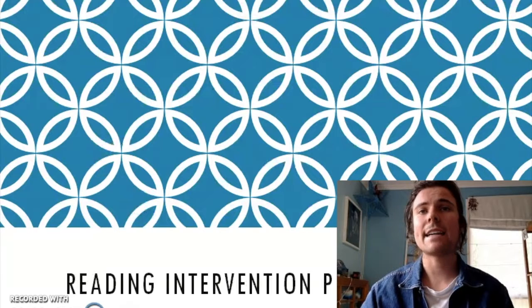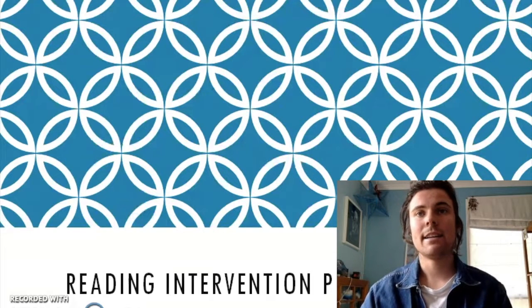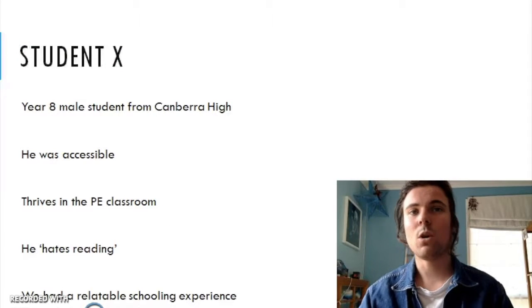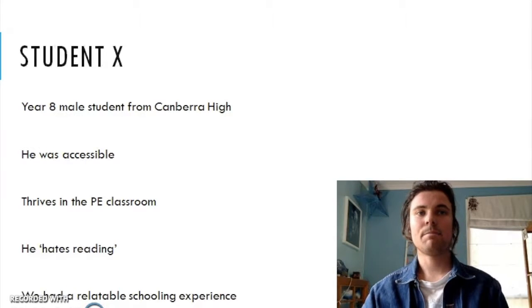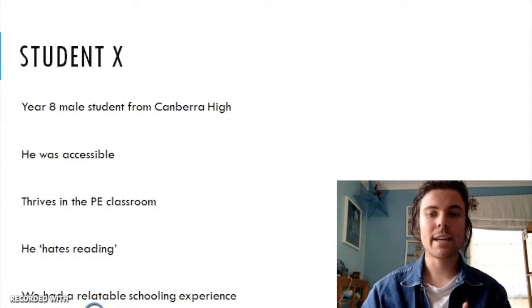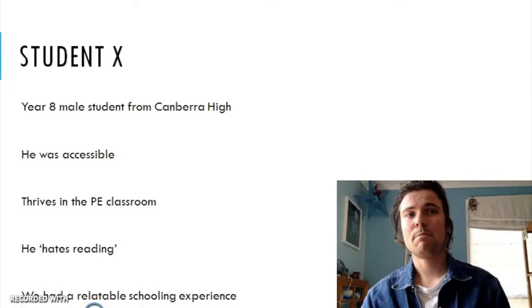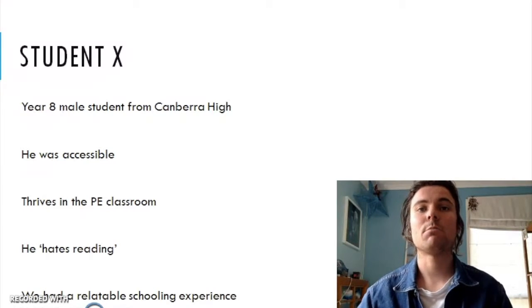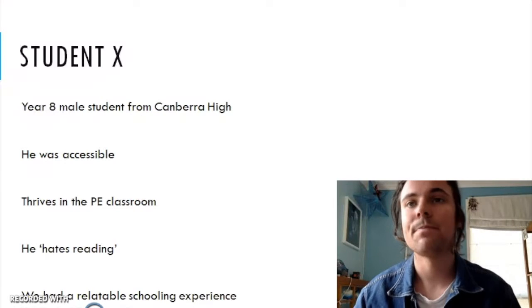Student X was an active and outgoing student. He thrived in PE, but he claims to hate reading. So in my opinion, he was really the perfect student for this task. I saw some shared schooling experiences here. I also didn't really like reading and loved PE, and these shared experiences assisted in the creation of our connectedness and helped us create appropriate reading strategies.